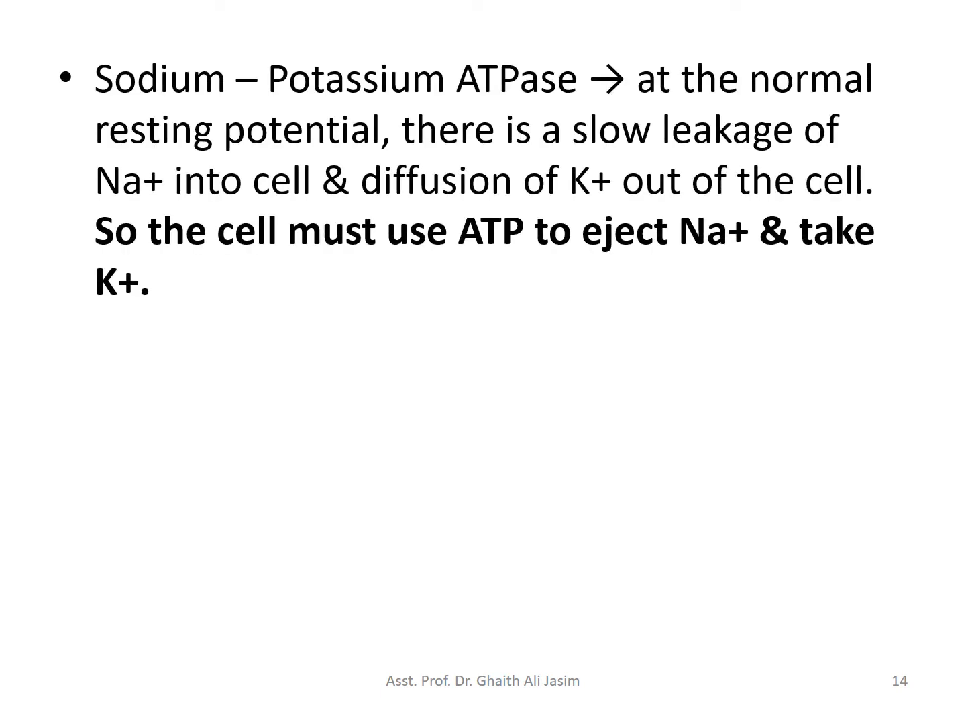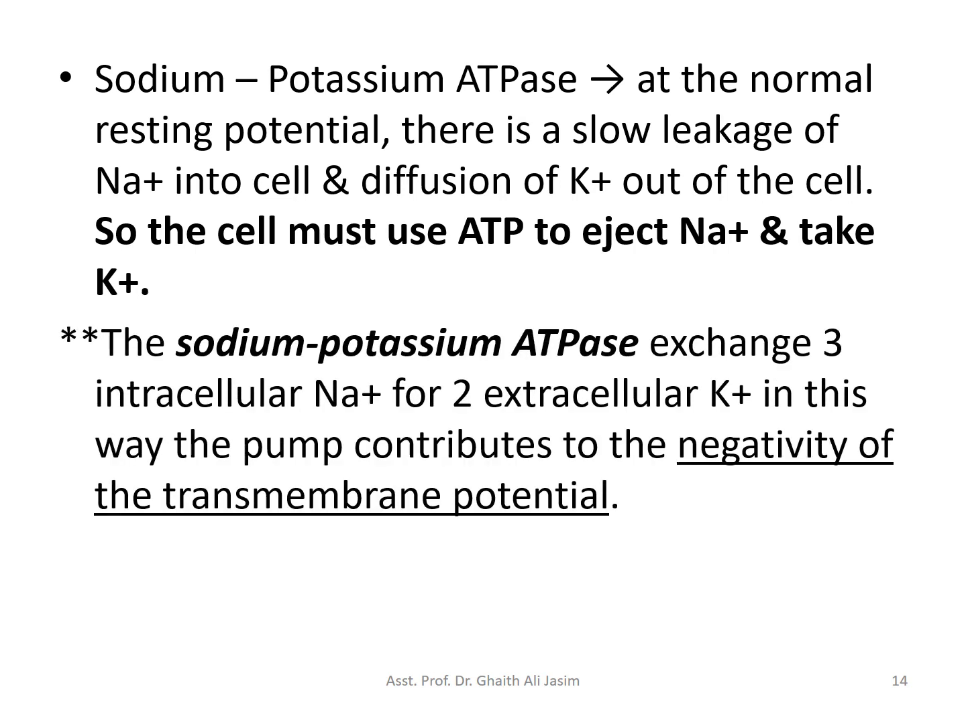The last factor contributing to the transmembrane potential is the sodium-potassium ATPase pump. At normal resting potential, there is a slow leakage of sodium into the cell and diffusion of potassium out of the cell, so the cell must use ATP to eject sodium and take back potassium. Sodium-potassium ATPase exchanges 3 intracellular sodium ions for 2 extracellular potassium ions. In this way, the pump contributes to the negativity of the transmembrane potential, because each time the pump transports sodium and potassium, the cell loses one positive charge.